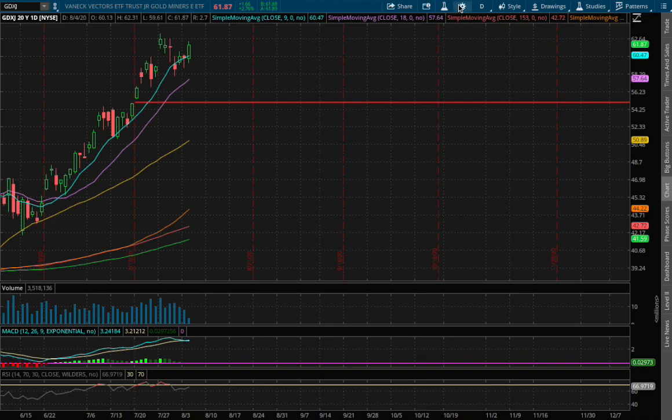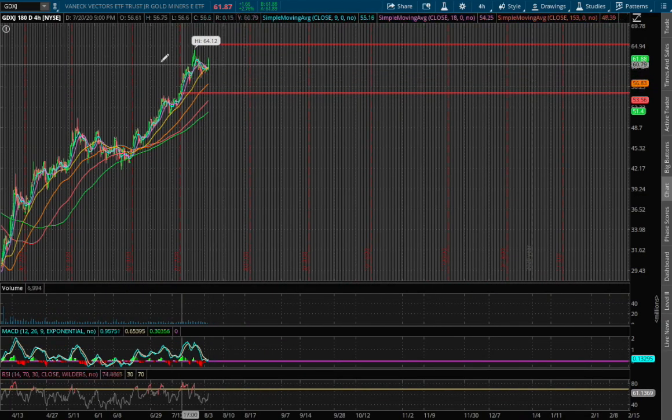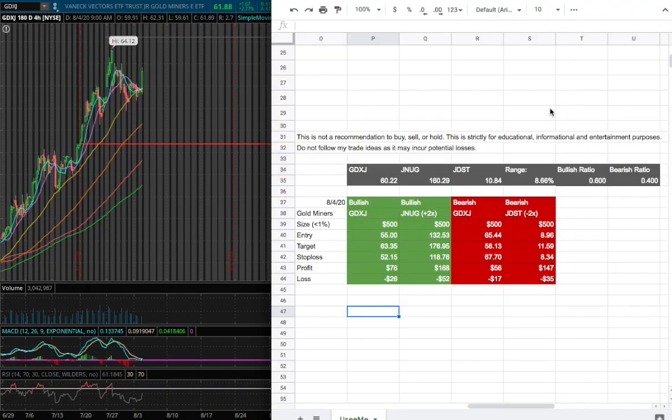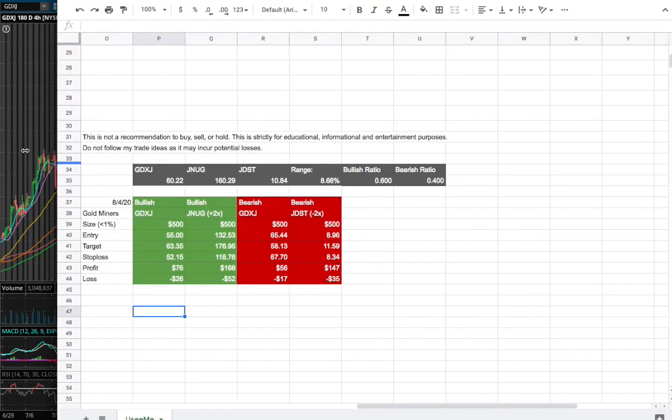On the other hand, my short position, if we do continue on higher, my entry will be around $65.44, which is slightly above where we made the highs of last week, and my sell target will be $58.13, and my stop loss for my short position is $67.70. So how did I develop these trade ideas?